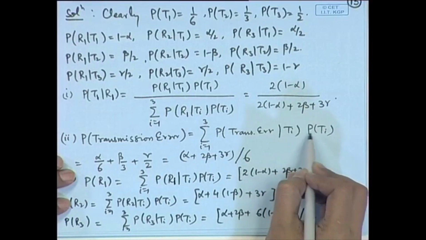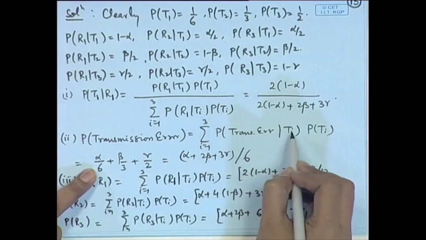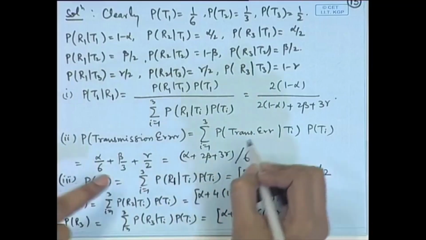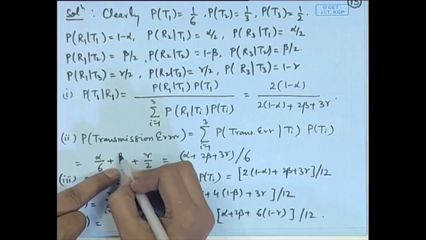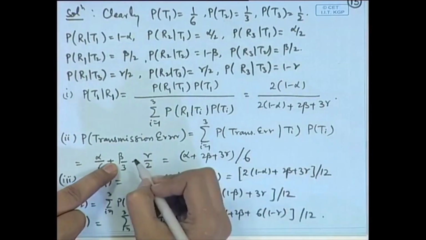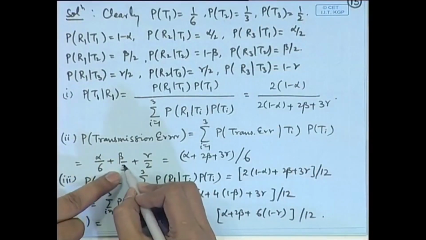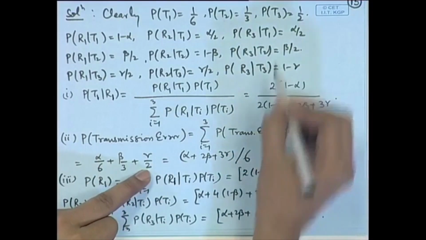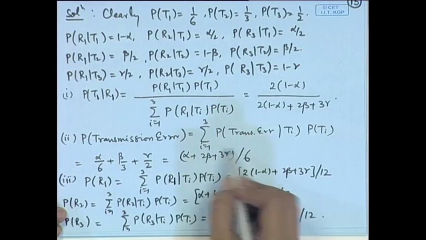So, what is the probability of T 1? That is 1 by 6. And what is the probability of transmission error given that 1 was sent? It is alpha, because 1 minus alpha is the probability of correctly sending. So, it becomes alpha into 1 by 6. In a similar way, if the digit 2 is sent, then with probability beta it is not received correctly, with probability 1 minus beta it is received correctly, and with probability 1 by 3 the digit 2 is sent. So, the term becomes beta by 3. In a similar way, the probability of transmission error if 3 is sent is gamma, and half is the probability of sending the digit 3. So, the probability is evaluated here.